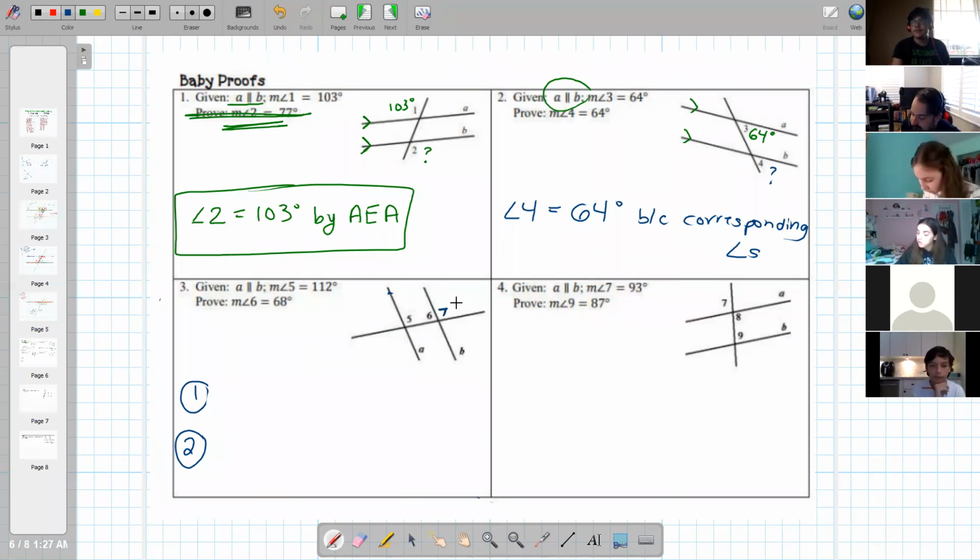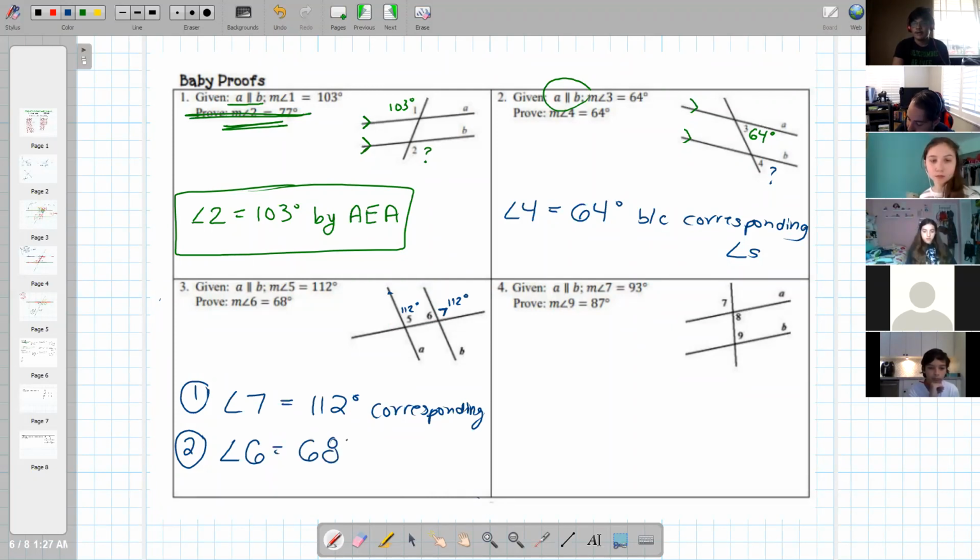The corresponding angle of 5, which is 112, would be 7, which is also 112. So angle 7 is also equal to 112 degrees because of corresponding, like you said. And that allows me to put a 112 over here. And then you subtract that from 180. And what do we call that? What do these two angles have as their relationship?